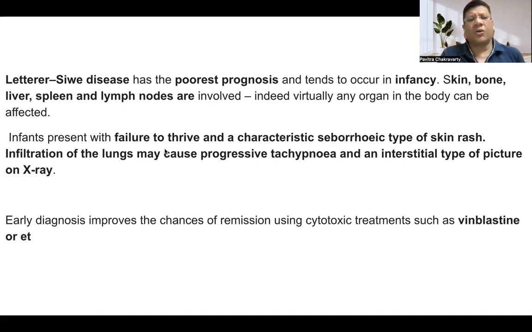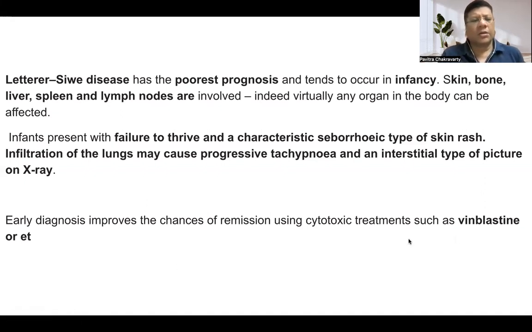Any organ basically, and causes failure to thrive. Characteristic seborrheic type of skin rash and infiltration of the lungs will cause progressive tachypnea and interstitial changes on X-ray. So there's not much of good treatment, and basically what happens is you do use vinblastine. Okay, zinc and Letterer-Siwe. Okay, Deepa, you said that.